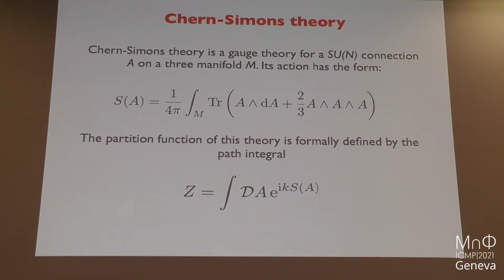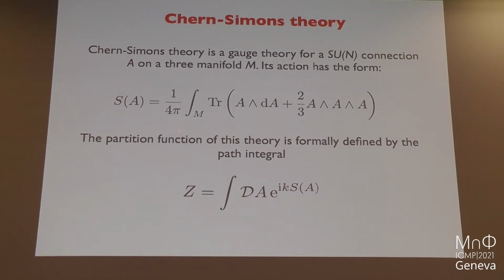So the main field in this theory is a gauge connection, A, which I'm going to take to be an SU(N) gauge connection. And this connection is defined on a 3-manifold M, okay? Now, what makes the difference between this theory and Yang-Mills theory in 3 dimensions is the action functional for this connection. Now, if you remember, in Martin's talk, he was defining the action for this type of theories, and he used the curvature of this connection.